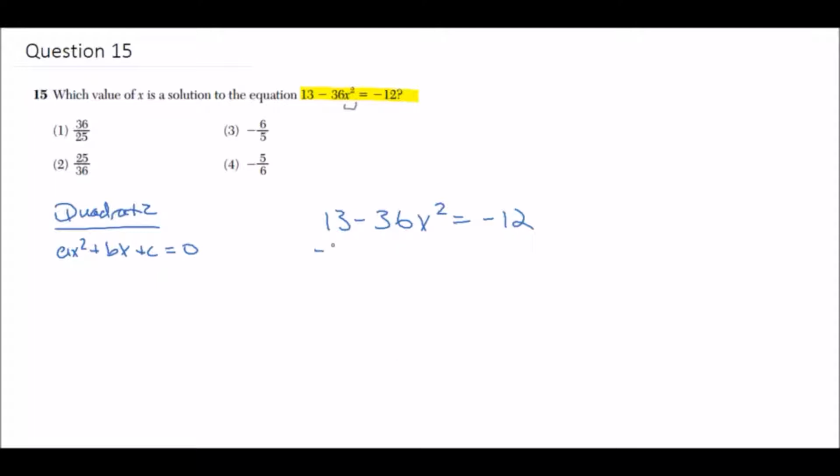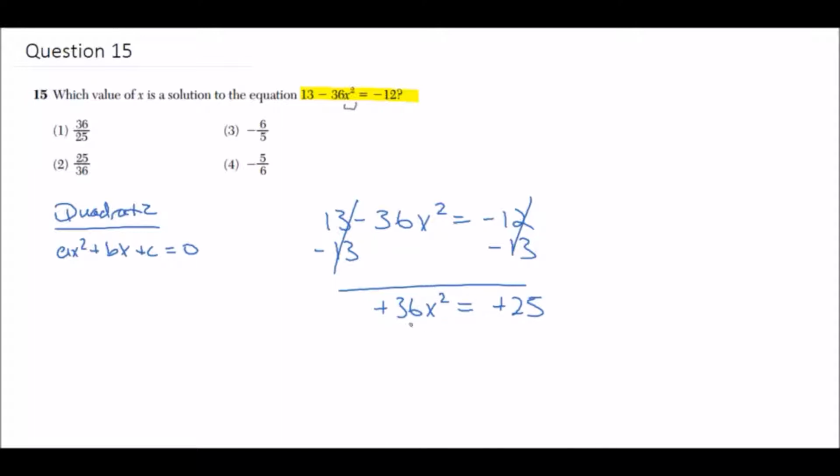So the first thing I would do here is subtract 13 from both sides. These add to 0. These two add to negative 25. We have negative 36x squared is negative 25, which we can then multiply by negative 1 and just get rid of our negatives. Remember, we can do whatever we want to the equation as long as we do it to both sides. So now we're left with 36x squared is 25.